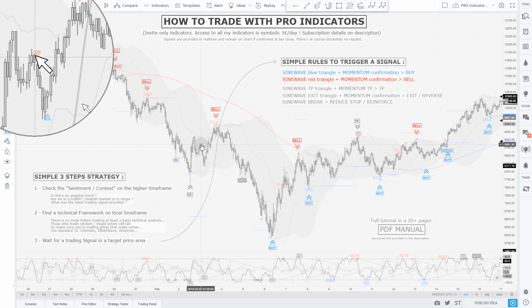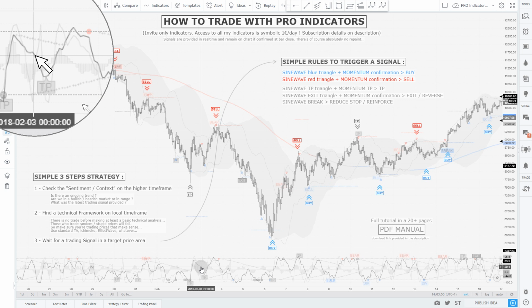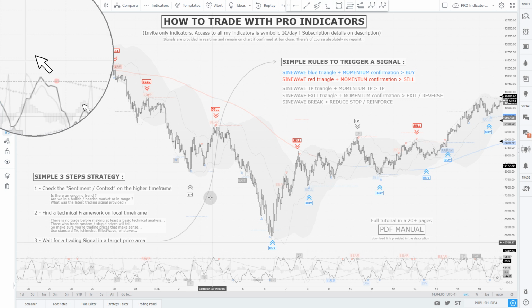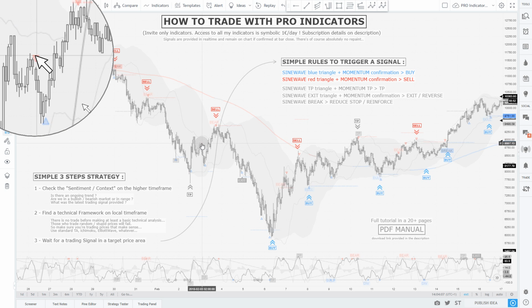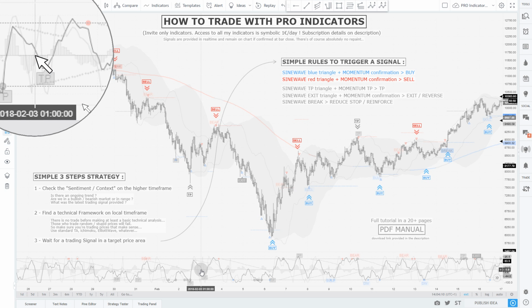And then after doing this, you simply have a look at what happens on momentum, and you see if there is some kind of momentum confirmation that could eventually trigger a trade. At that point, you have nothing like that. You only have sine wave giving you that red triangle, but momentum is not telling you anything. So you don't act.